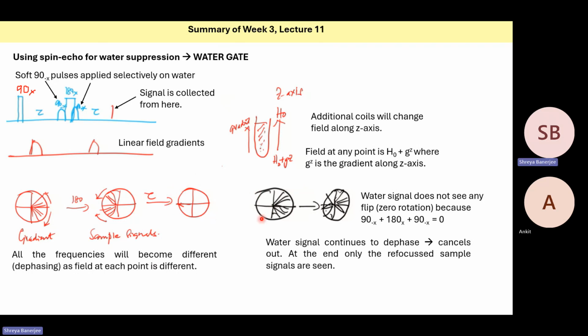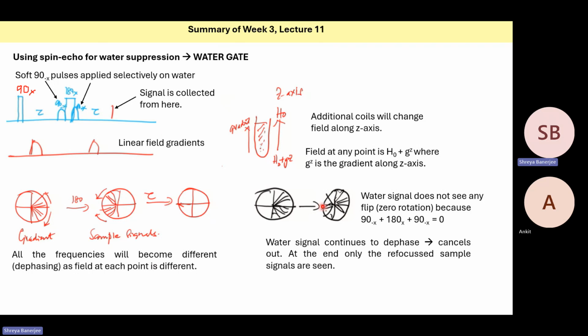But what is happening to water? Now in water, the first part is the same. It is facing a 90x pulse, so all the magnetization is coming in the xy plane. But now, if you look at the total effect on water, water is facing a net pulse of 0 because it is facing 180 minus x and 180 plus x, which is 0. So water is not facing any pulse. The net pulse on water is cancelling out.